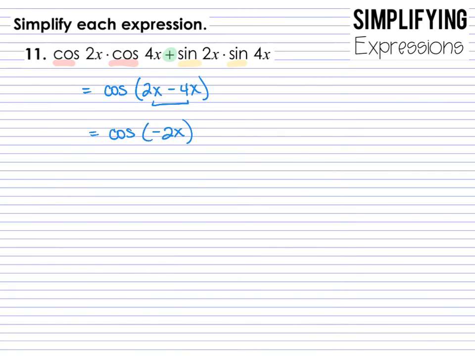Now remember that cosine is an even trig function, so when I'm taking the cosine of a negative angle, which is negative 2x in this case, that is the same as the cosine of the same positive angle. So I can simplify that even further than just combining. I can take out that negative because of our even and odd identities. So the final answer, fully simplified, is the cosine of 2x.